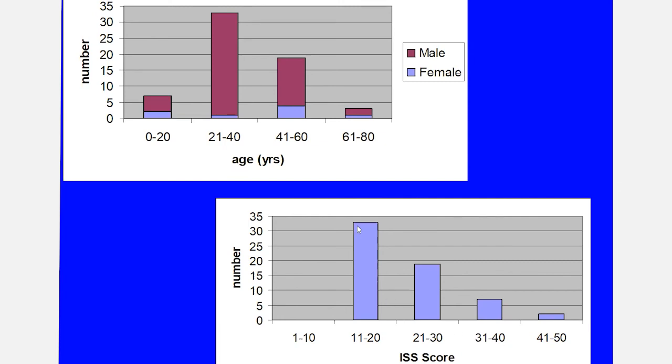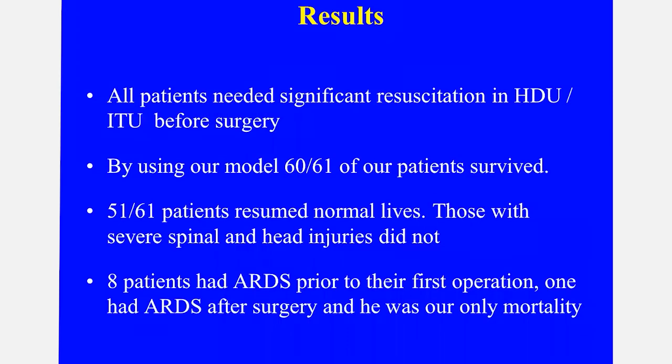So they did not come to us. Those who came were actually patients who, if they had been treated earlier, would perhaps not have ended up requiring damage control, but did require it because of the delay and the lack of resources which they faced. So looking at the results, we were able to save 60 out of 61 of our patients.